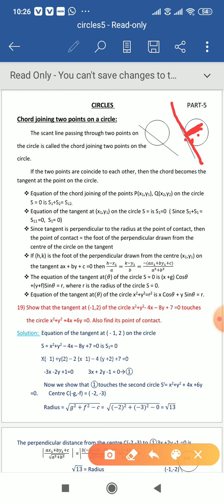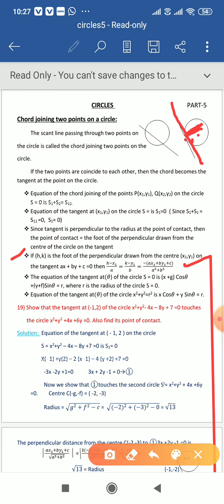You know the foot of the perpendicular formula from our first year straight lines. If h, k is the foot of the perpendicular drawn from the point x1, y1 on the line ax plus by plus c equal to 0, then (h minus x1) by a is equal to (k minus y1) by b is equal to minus of (ax1 plus by1 plus c) by (a square plus b square). This is the foot of the perpendicular drawn from the point x1, y1.